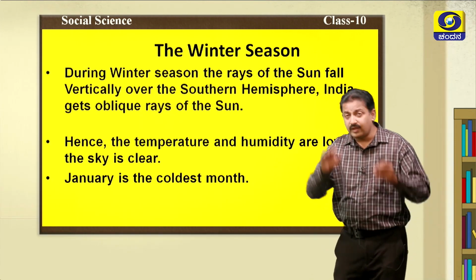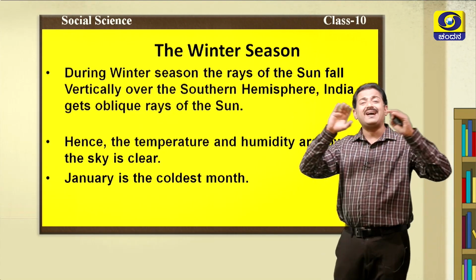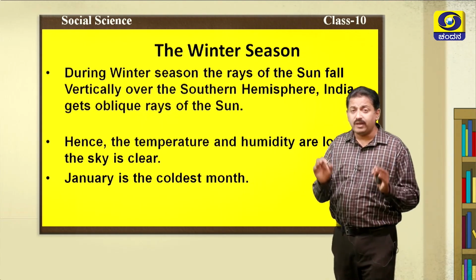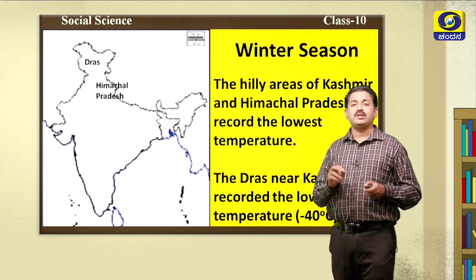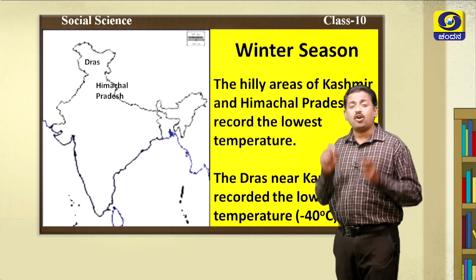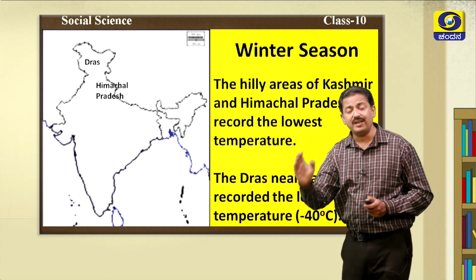During this season, temperature and humidity goes low and sky is very clear. You can see the blue sky. January is the coldest month. Okay? In this nation, Dras near Kargil has recorded lowest temperature, that is minus 40 degree Celsius.